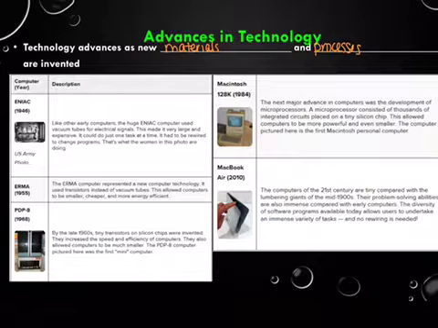In 1955, the IRMA computer represented a new computer technology. It used transistors instead of vacuum tubes. It brought the size down and the cost and just made it more efficient overall.